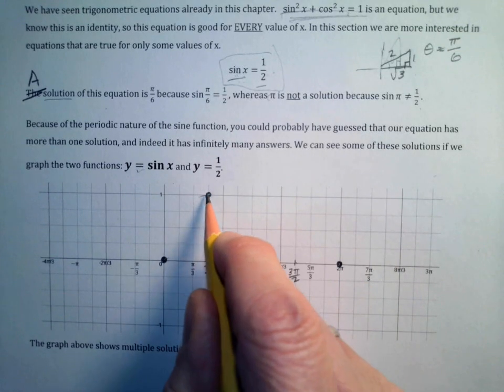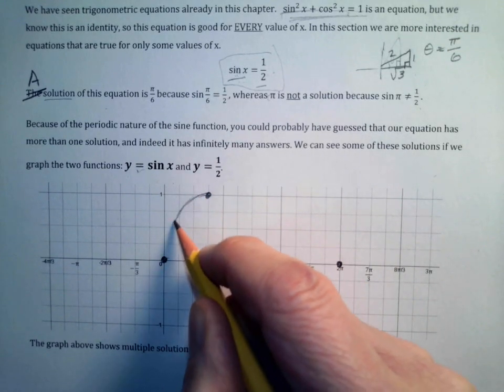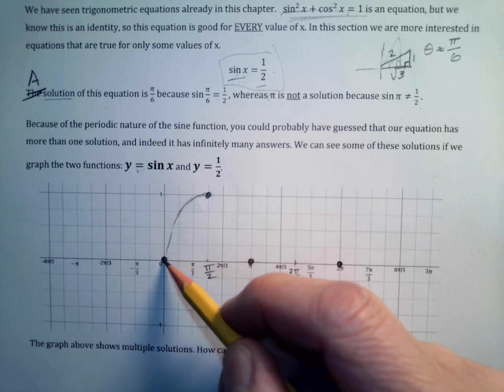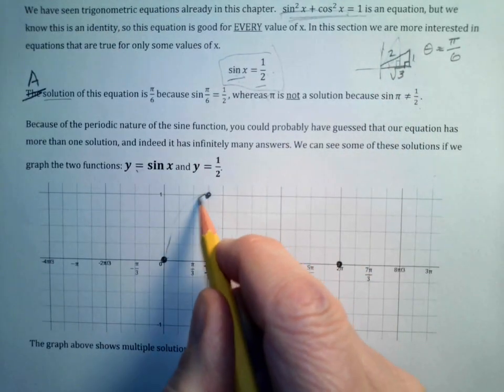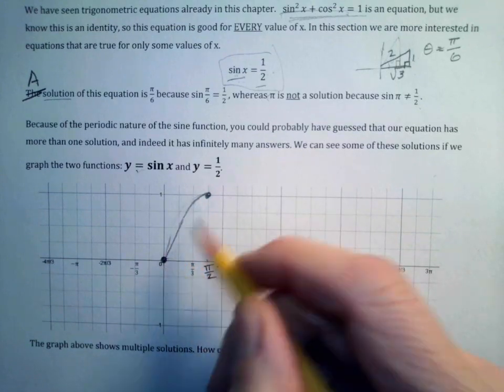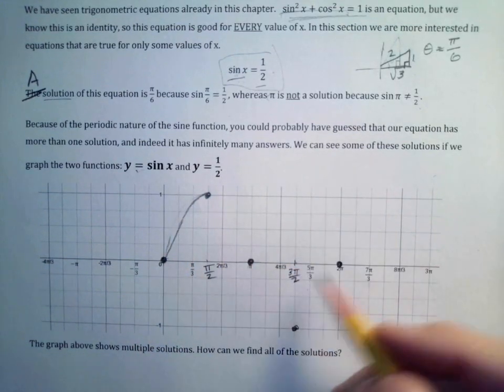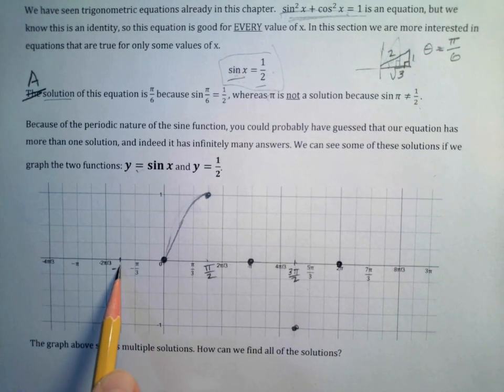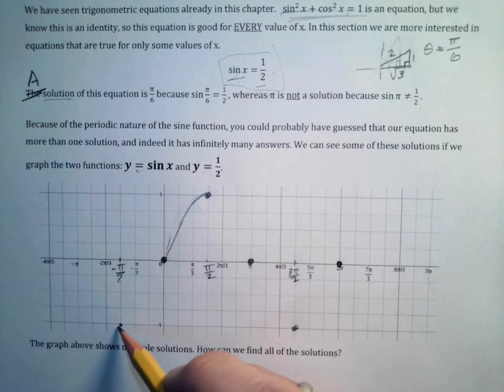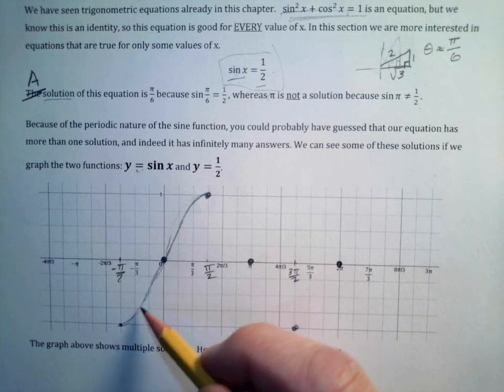Let me see if I can sketch this. That's not too good. Hang on. Let me sketch this a little better. And of course, it's not just there. We could go another negative pi over 2, and we would be down here. We could keep going.